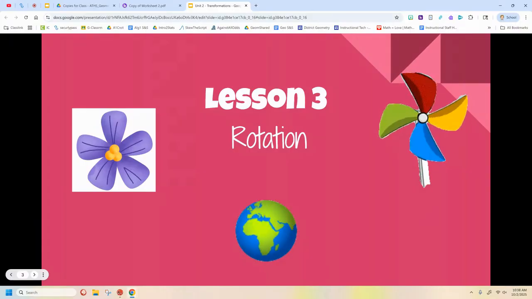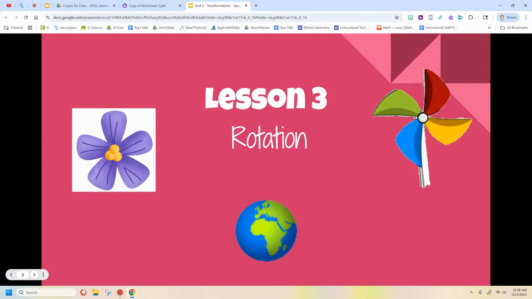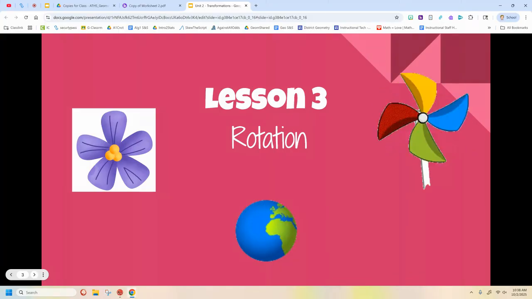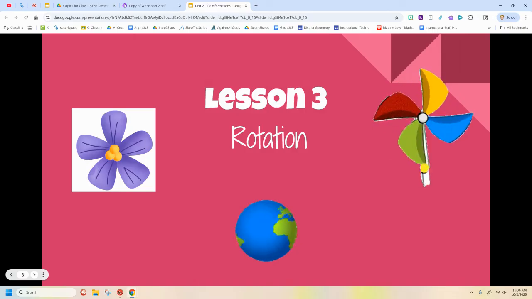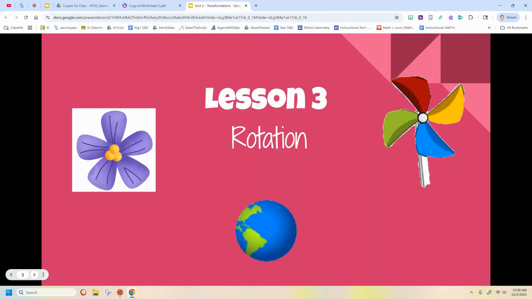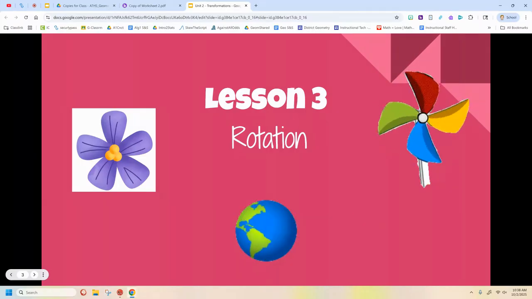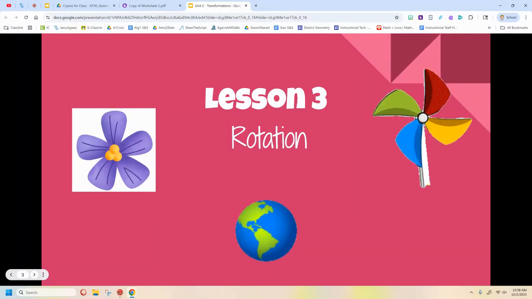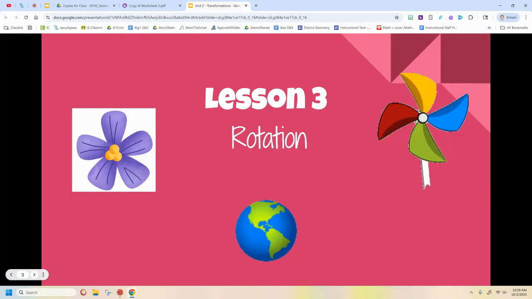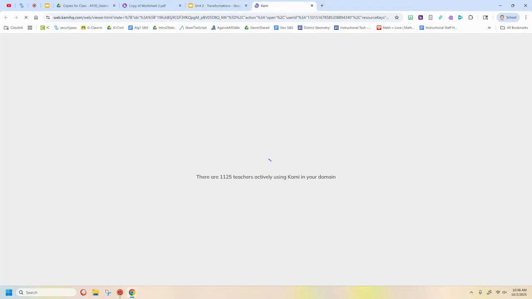All right. So rotation. Now I like to think of the pinwheel, and the reason why is because this little triangular shape is the same, and it's going around a point, right? Does that make sense to everybody? So that's what we're doing. We're taking the shape and going around the point. So let me see if this works.